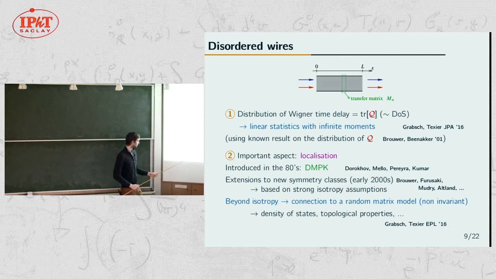And in this case, I have obtained a new matrix model, which this time is not invariant. Unlike what I said at the beginning of the talk, when you were looking at invariant ensembles where the eigenvalues and eigenvectors decouple, it's no longer the case here for this model. And that's because you have no isotropy between the channels. And I've been able to study density of states and also some topological properties, because these wires became popular again more recently, because you can study in them the effect of disorder on the topological phases of matter.